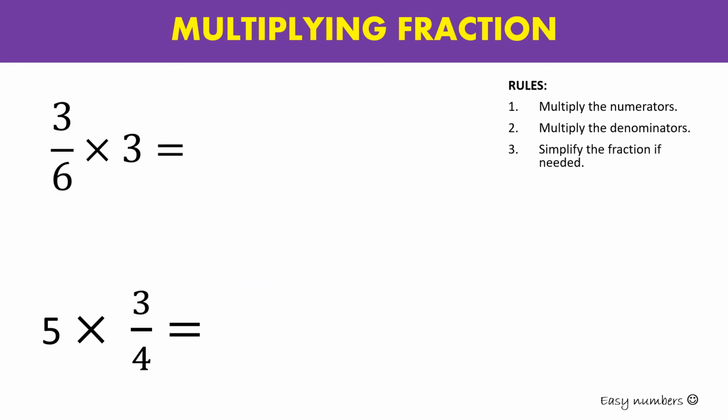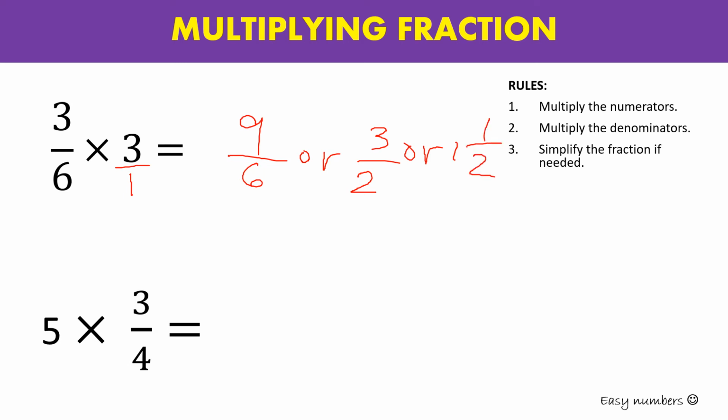Next, we have here whole number and proper fraction. So, alam natin na lahat ng whole number ay meron siyang denominator na 1. So you can multiply this. 3 times 3 is 9. 6 times 1 is 6. Or 3 over 2. Okay? Or you can have this, some mixed fraction, which is 1 and 1/2.